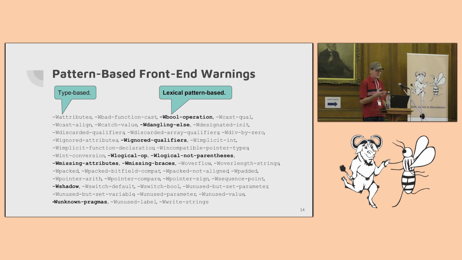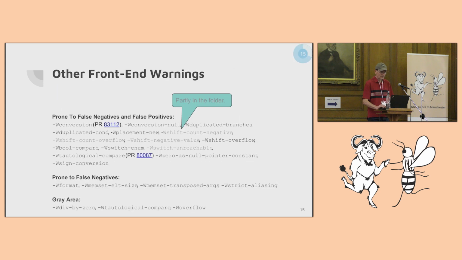In preparation for the talk, I did a survey of most, not all, GCC warnings, and I tried to categorize them depending on which bucket they fall into. I'm not claiming this is 100% accurate. In fact, I'm pretty sure it's not, but you can see two kinds of pattern-based front-end warnings that are implemented in GCC. This is about 43 of them, so it's a fairly representative list. I tried to separate those into type-based rules and lexical pattern-based rules in bold. As you can see, a fairly large number of existing warnings implemented in the GCC front ends are based on the pattern approach.